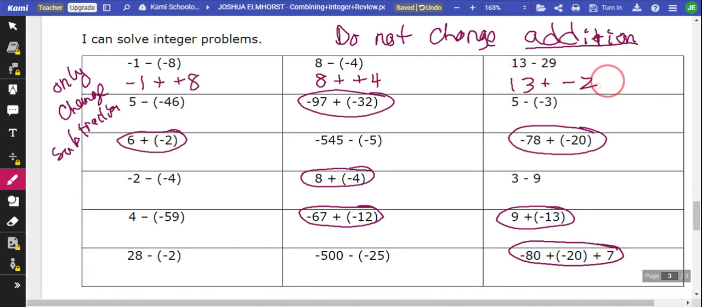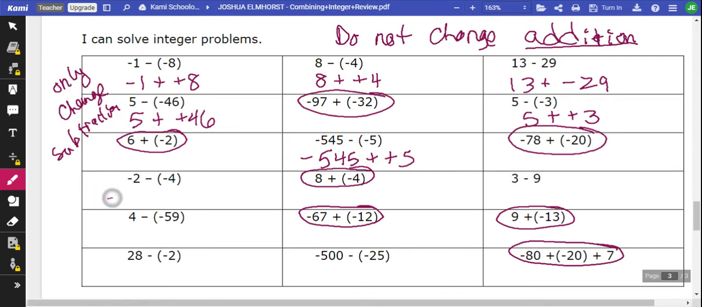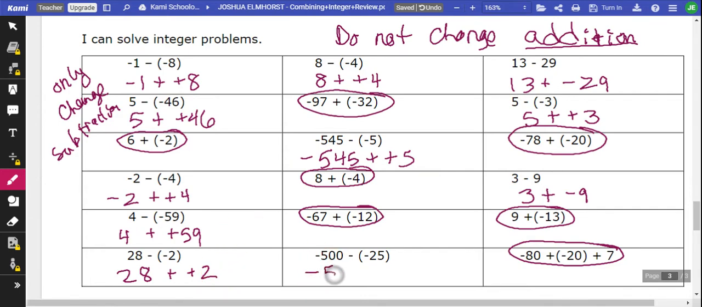13 plus -29. 5 plus +46. 5 plus +3. -545 plus +5. -2 plus +4. 3 plus -9. 4 plus +59. 28 plus +2. -500 plus +25.